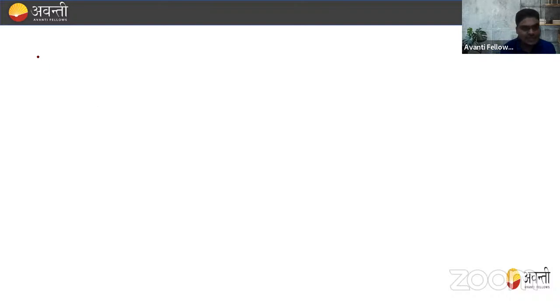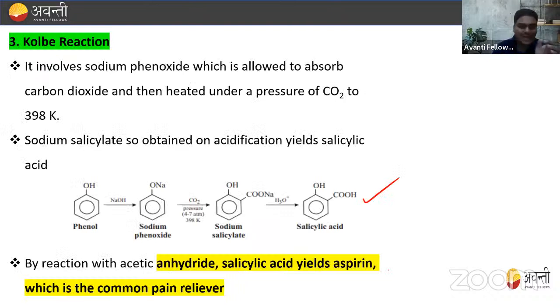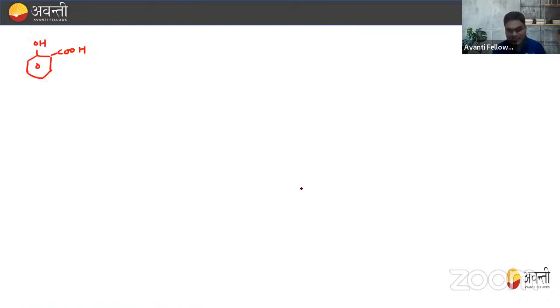So this is the structure of salicylic acid. And what happens in the reaction of acetic anhydride with salicylic acid? So what is this acetic anhydride? Can anyone tell me? That is CH3, C double bond O, this is nothing but O, and again we have CH3, C double bond O. So this is the acetic anhydride.